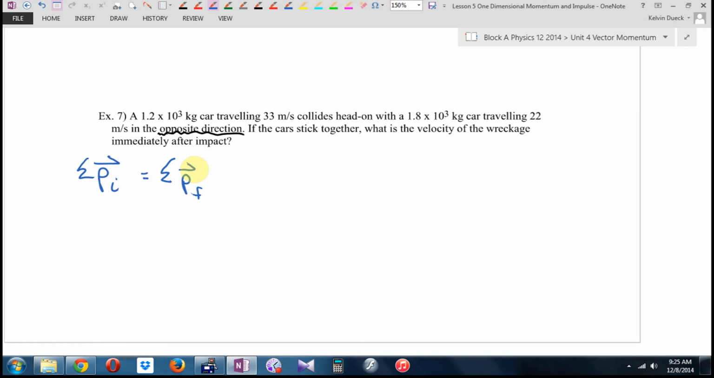Before the collision, what's moving? Mass 1, mass 2, or both? Both stuck together or separate before the collision? Separate? So I'm going to go like this. Momentum of the first car initial plus momentum of the second car initial.